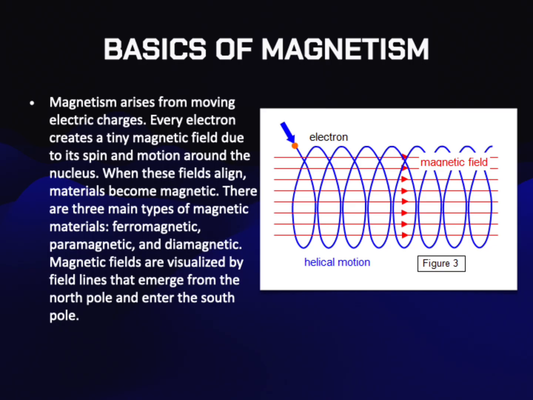So, the basics of magnetism. Magnetism arises from moving electric charges. Every electron creates a tiny magnetic field due to its spin and motion around the nucleus. When these fields align, the materials become magnetic. There are three types of magnetic materials: ferromagnetic, paramagnetic, and diamagnetic. The magnetic fields are visualized by field lines that emerge from the North Pole and enter the South Pole.